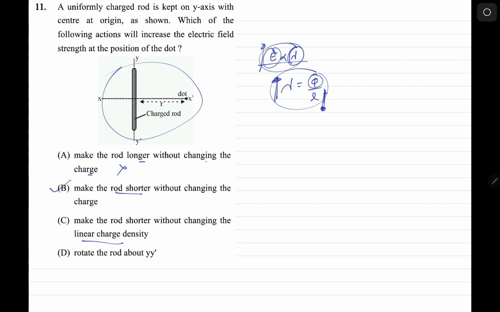We just made this approximation, right? It's not the exact approximation, but somewhat, we know the basic fact that E will be directly proportional to lambda only. So that's it. Let's move to the next question.